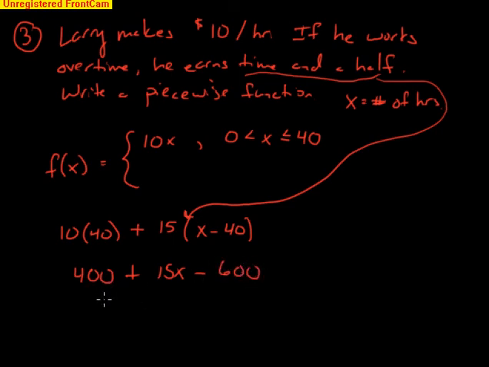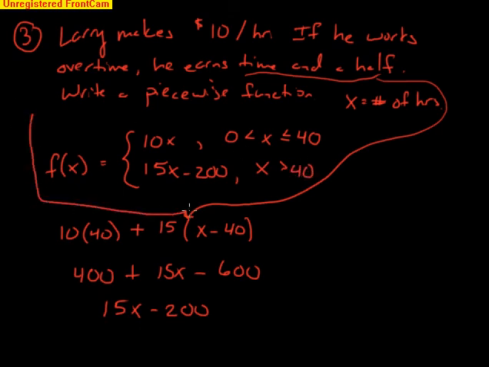400 minus 600 gives you minus 200. The 15x stays the same. And here is the equation that goes in there: 15x minus 200. And that is when x is greater than 40. And here's our piecewise function to signify his regular work week and then if he works any overtime. Okay, so stay tuned for video 2 over absolute value functions.